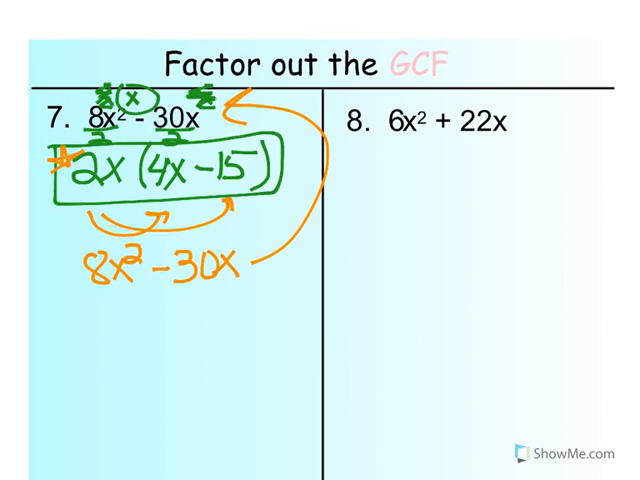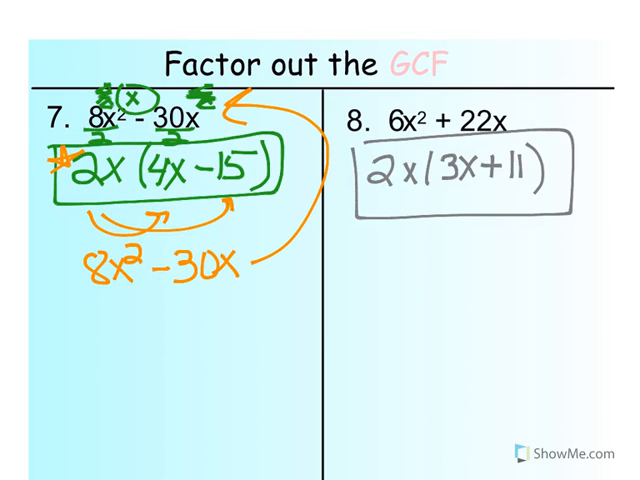Take a moment, pause the video, and do the next one. When you're done, unpause it and check your work. How did you do? Did you see that 2 was the greatest number that could divide into 6 and 22? If you divide them both by 2, you will get 3 and 11. So that's where this 3 and this 11 came from.